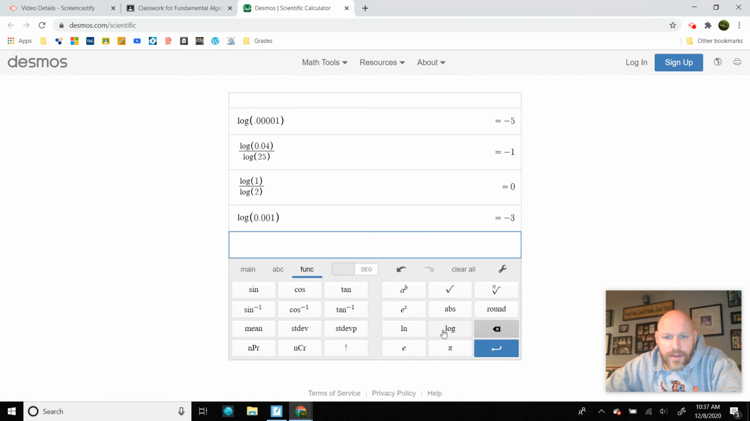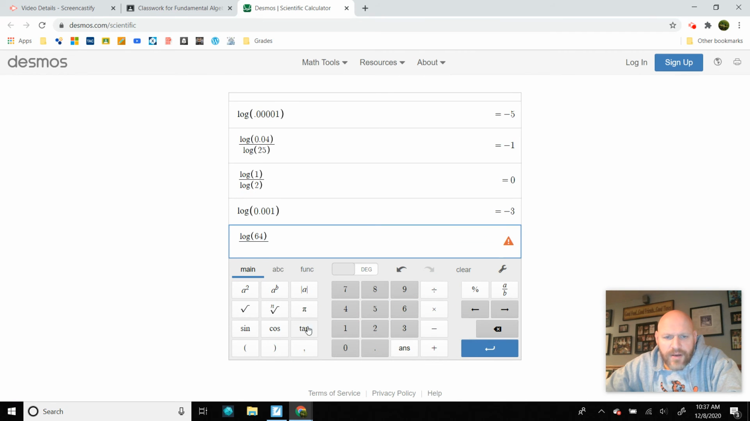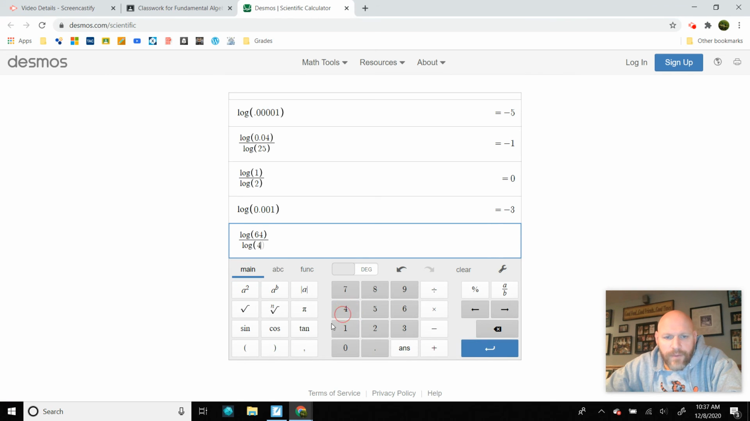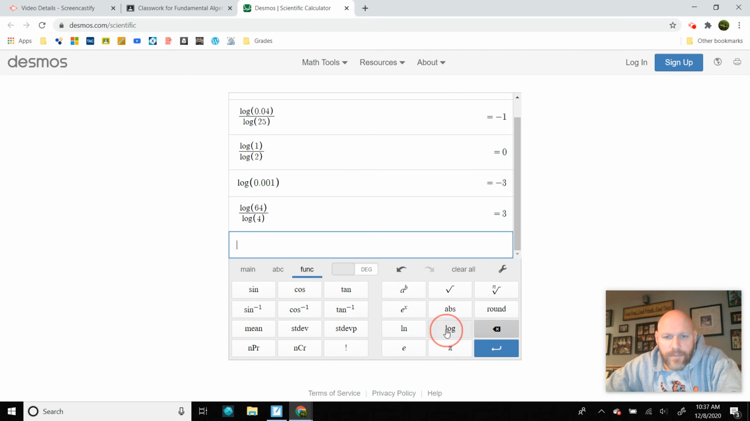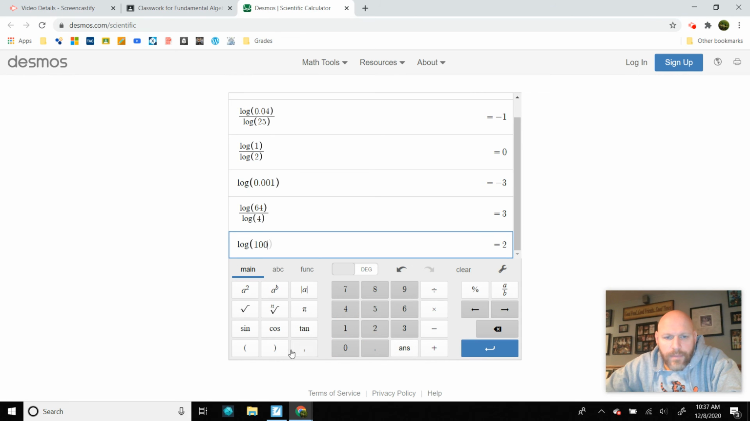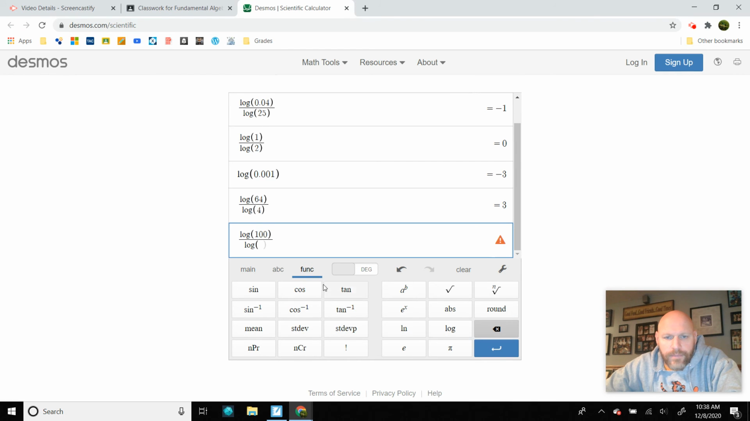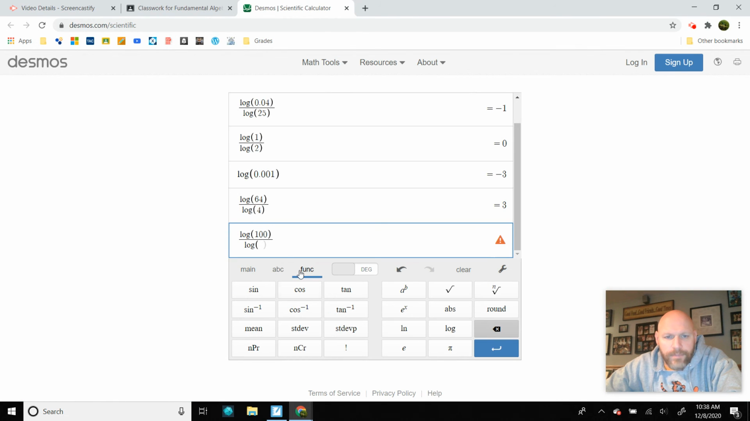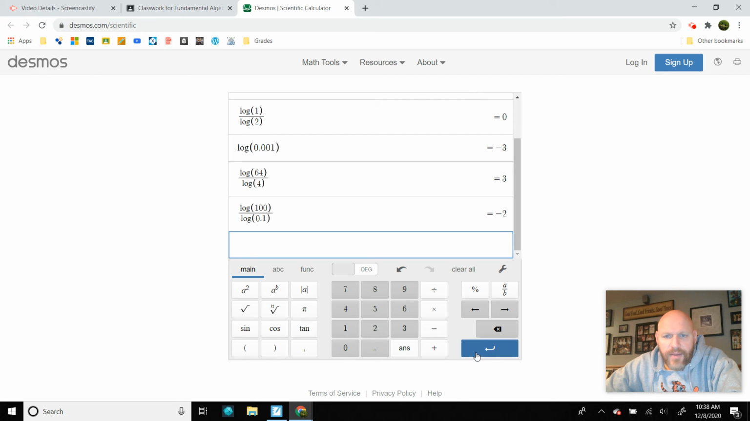Let's go ahead with the log of 64 divided by, what do we say, the log of 4, I believe. The log of 4. We hit go and we get the number 3. I think the next one was going to be the log of 100 divided by the log. It was a couple decimals. Let's check real quick. 0.1. Close parenthesis. We hit go on that and we get a -2.